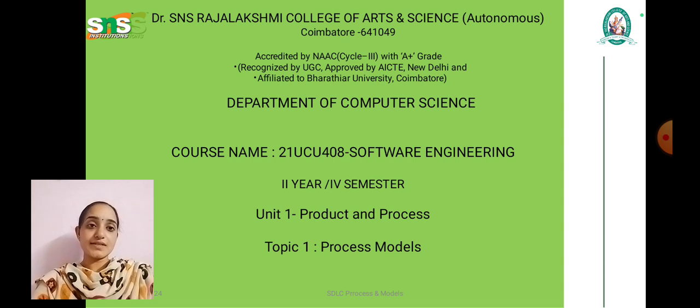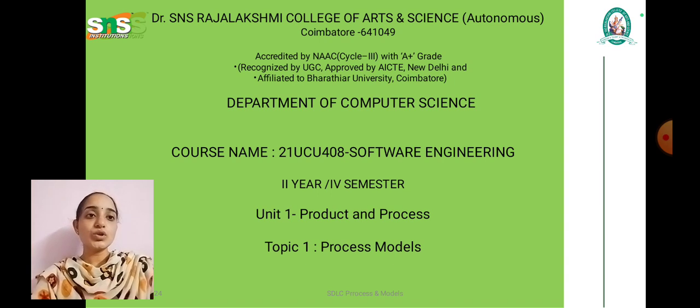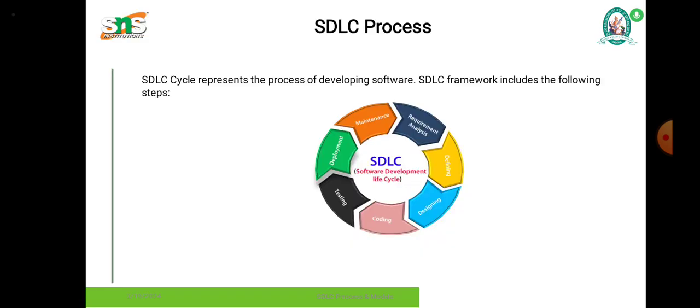Now we are going to discuss the continuation of the product and process unit. Today we are going to discuss the topic process models in software engineering. The software development life cycle process represents developing the software. This framework includes different steps: requirements analysis, defining, designing, coding, testing, deployment and maintenance. We will discuss them one by one.